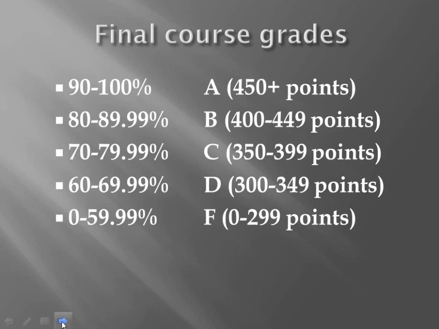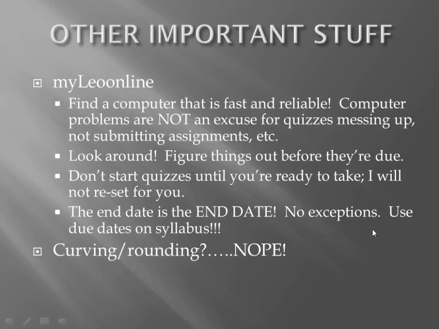In terms of the final course grades, I use a point system, but I've also put it here in percentages for you. So 450 points is the equivalent of 90%. That's an A. 400 points is a B, 350 points is a C, and so on. So if the question is, if I have 449 points, is that an A? Well, no, 449 points is a B. So it's really important that you do your very best on every assignment to make the highest grade possible.